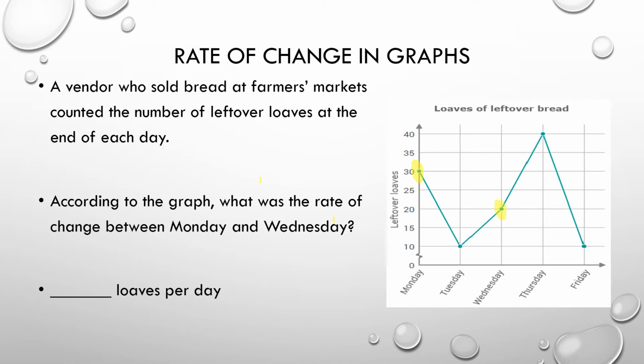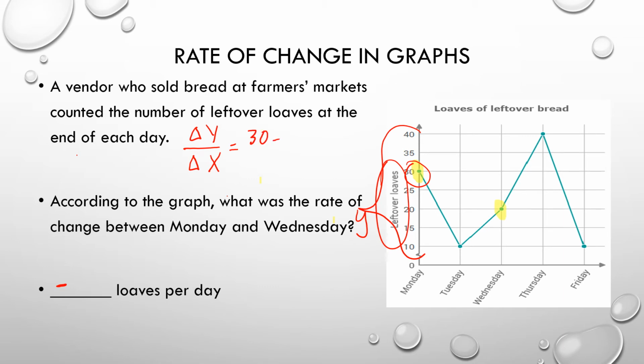So you can already see in your graph, you don't really have to worry about calculating it like you did in the table. You can already see in your graph, well, it's obviously lower on Wednesday than it was on Monday. So in that case, we can already tell that our answer is going to be a negative. Okay, so we're still figuring out our change in Y over our change in X. So remember, the leftover loaves is this Y on this Y axis here.